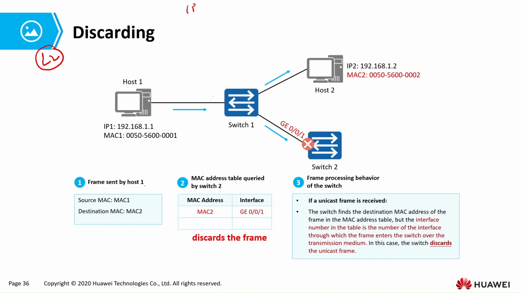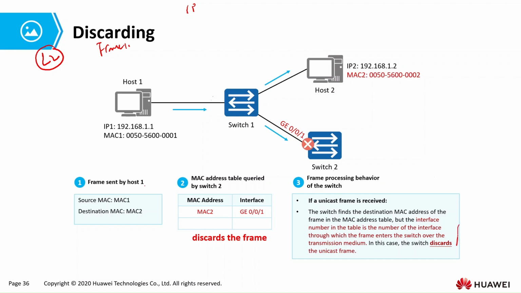Okay, if you cannot find the entry, you will broadcast. But in what scenario, under what conditions, will your switch discard your frame? Basically, you have to look here. Just remember, the interface number in the table is the number of the interface through which the frames enter the switch over the transmission medium. In this case, we are going to discuss unicast.